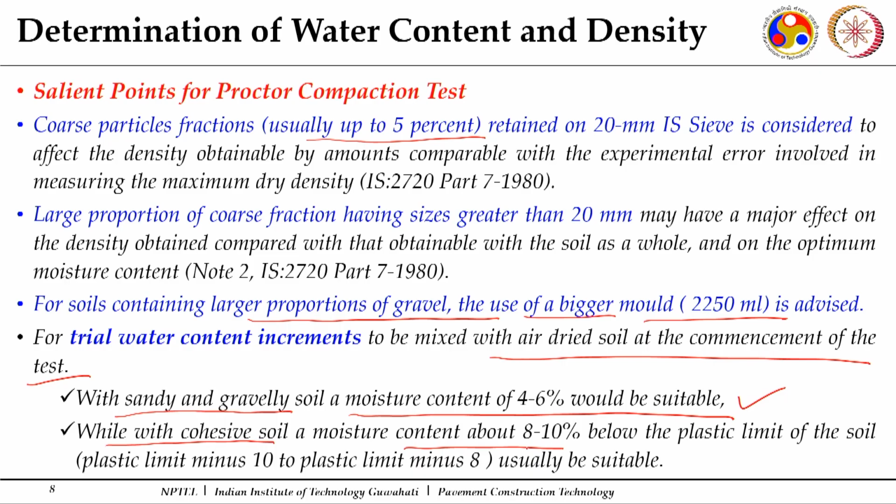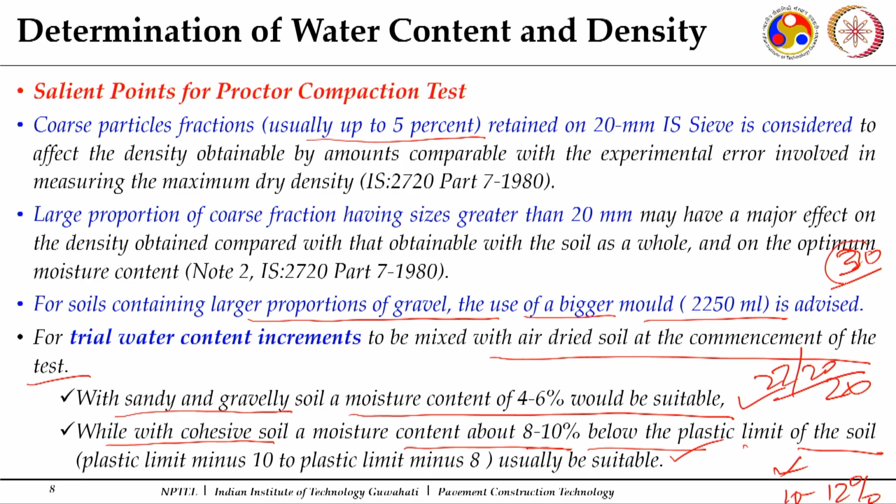So, it says it is better to start in the range of 8 to 10% below the plastic limit of the soil if you have a cohesive soil. So, if the plastic limit of the soil is say 20, I will start with a moisture content of around 10 to 12%. If my plastic limit is 30, I will better start at say 22 or 20 initially.